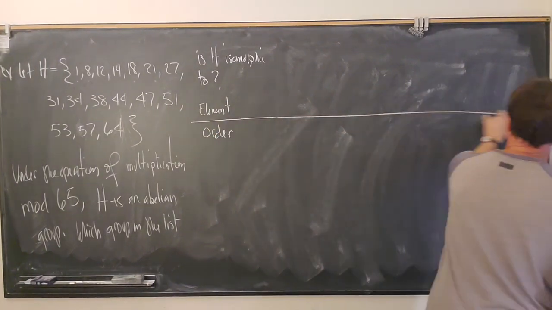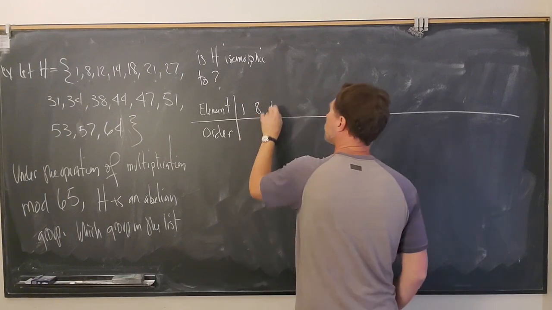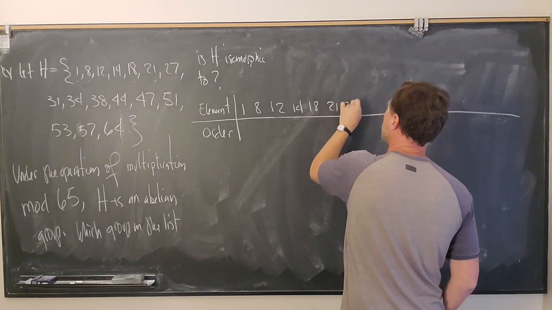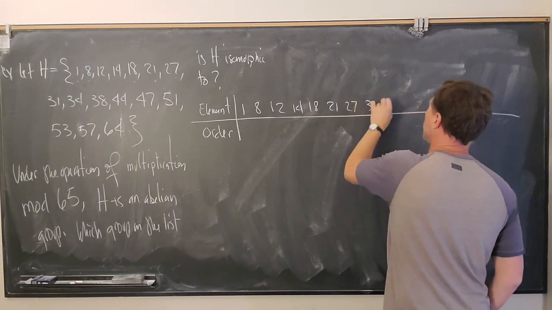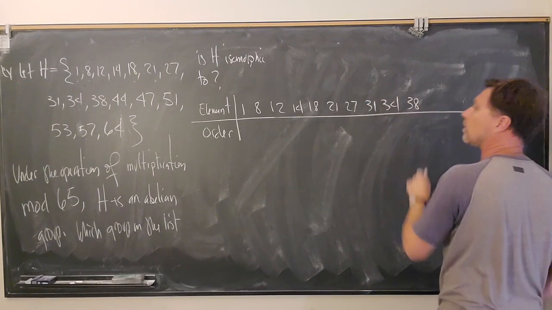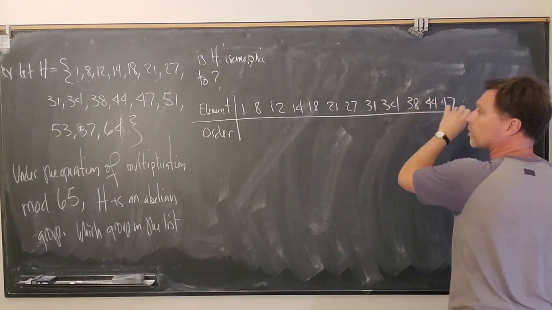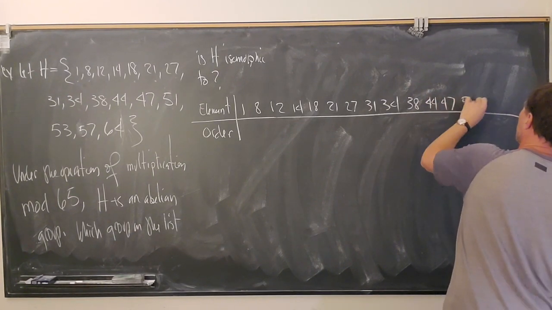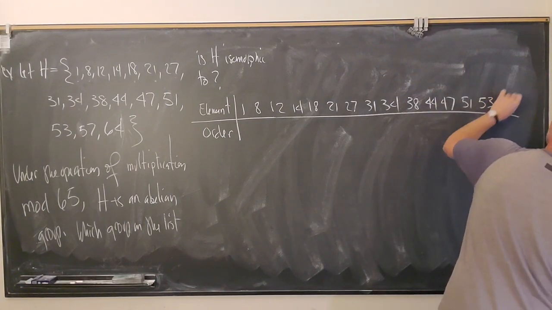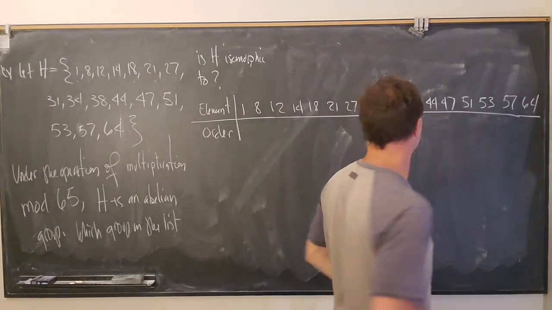And I think I can fit them all here. So 1, 8, 12, 14, 18, 21, 27, 31, 34, 38, 44, 47, 51, 53, 57, 64. Hopefully you can see all of this. Does this show up? Yeah, I think it all makes it in the shot.